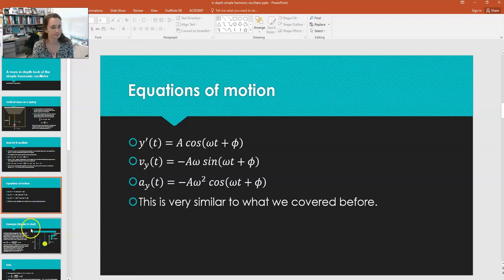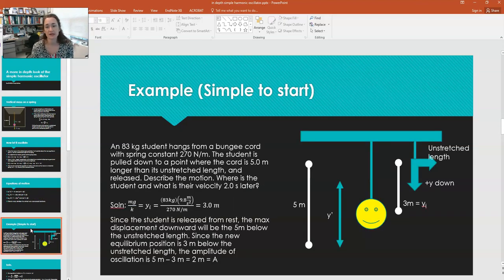Okay, so let's start out by doing a simple example problem. This is a little bit more complex than the simple harmonic motion problems that we've done before, but still it's not as complex as the last example we're going to do. So let's do this example problem. Let's read this together. An 83 kilogram student hangs from a bungee cord that has a spring constant of 270 newtons per meter. The student is pulled down to a point where the cord is 5 meters longer than its unstretched length and released. Describe the motion. Where is the student and what's their velocity 2 seconds later?